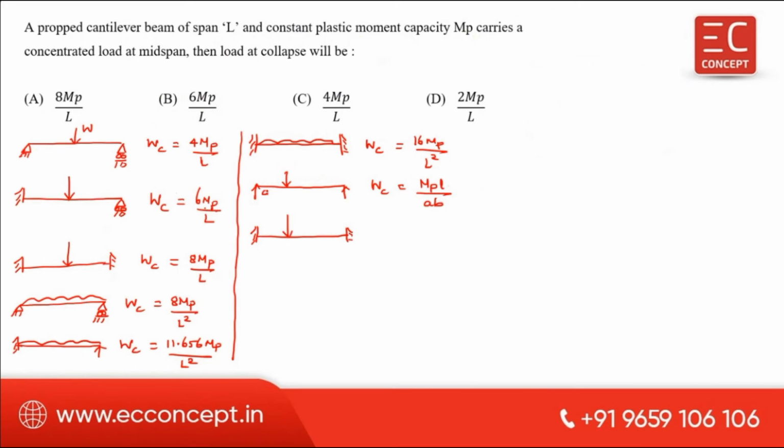At the same time, fixed beam subjected to eccentric load. This is a, this is b. Then the collapse load is equal to 2 Mp L divided by a b. Okay, so these are some of the formulas that you have to keep in your mind. Important.